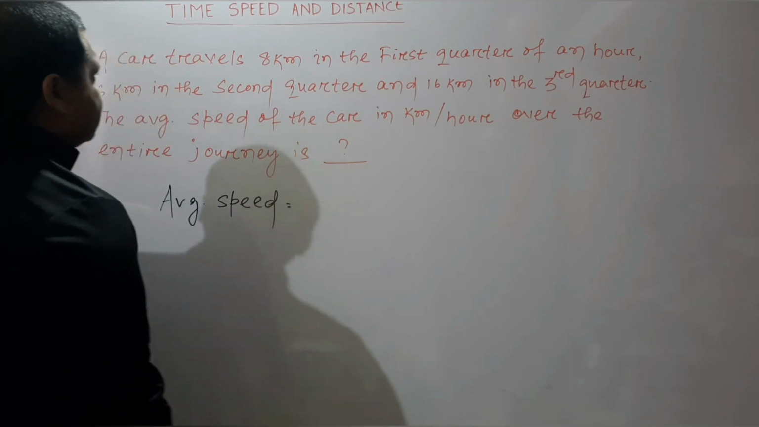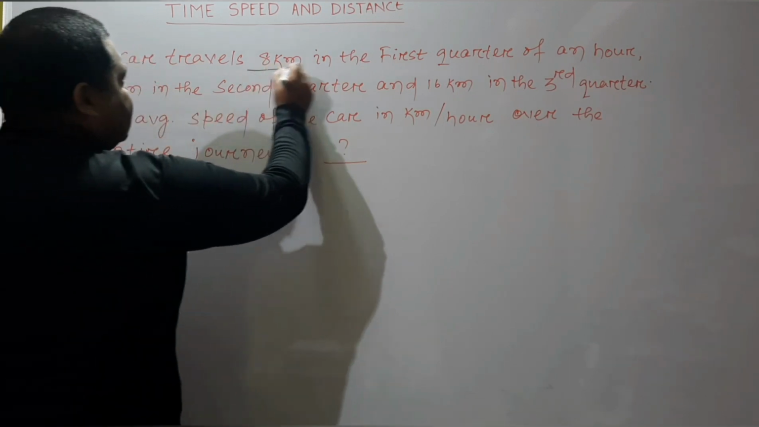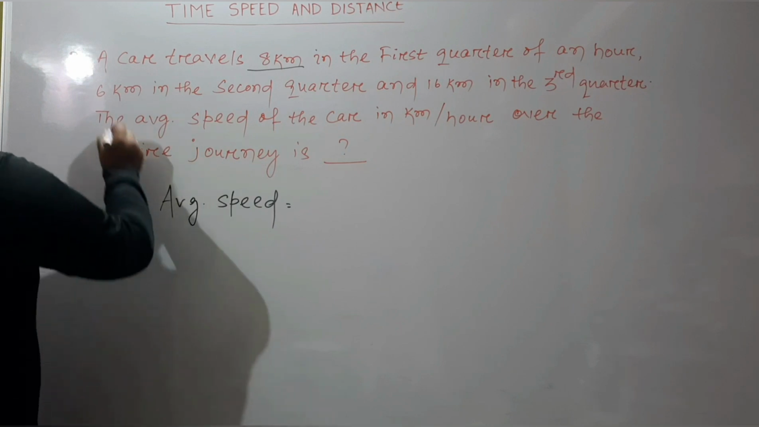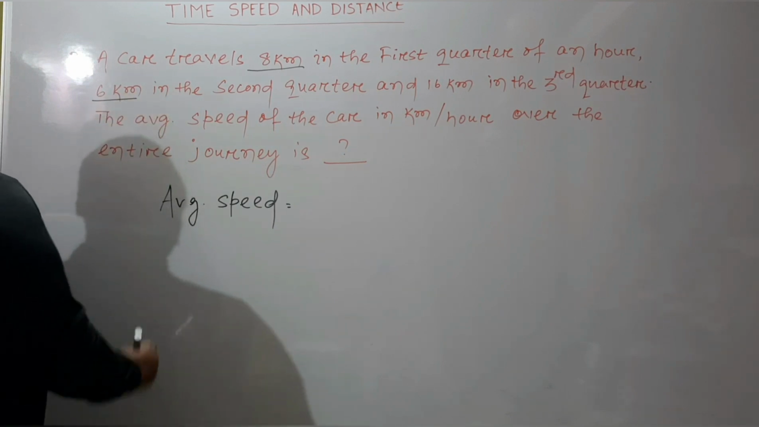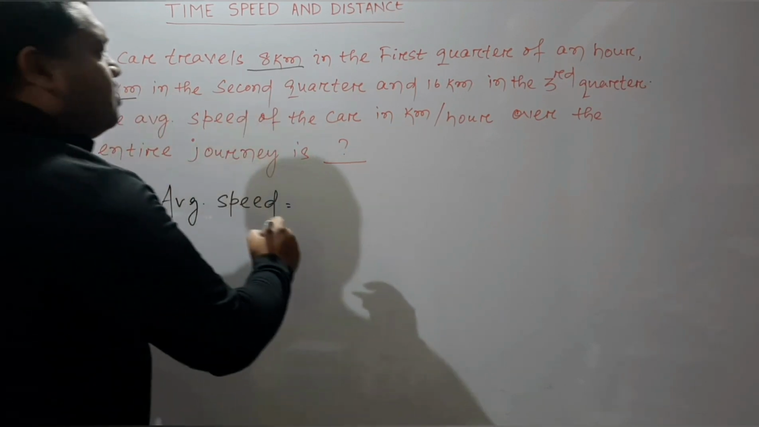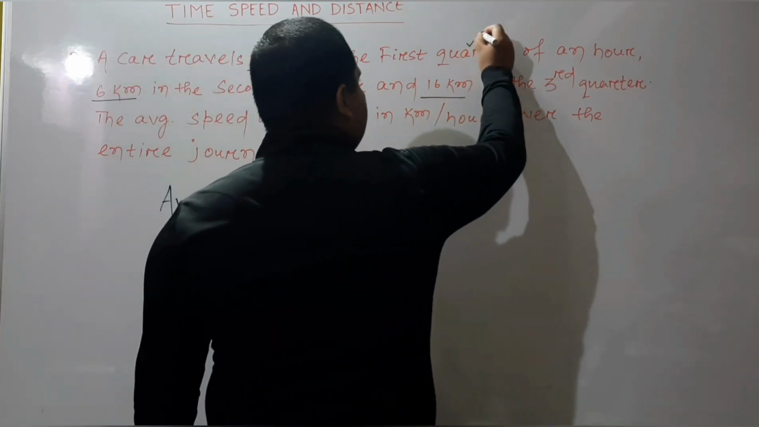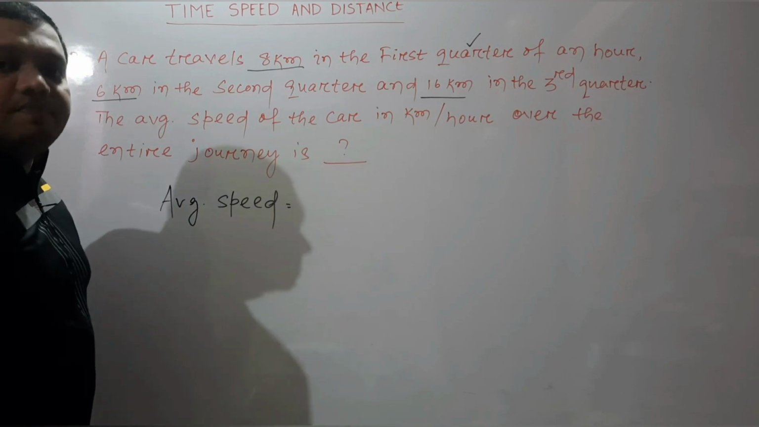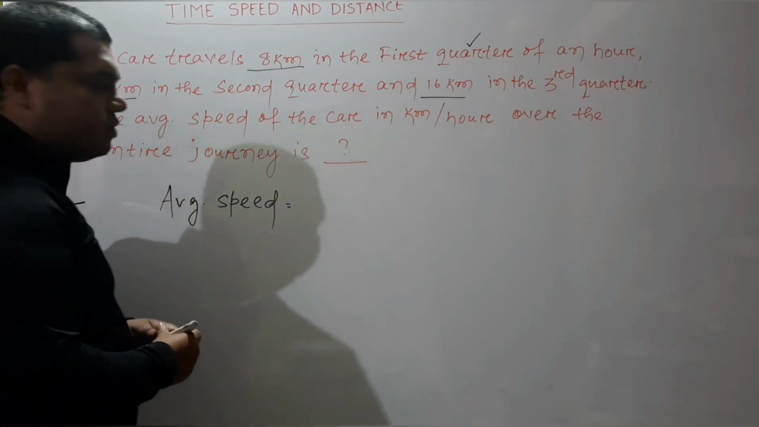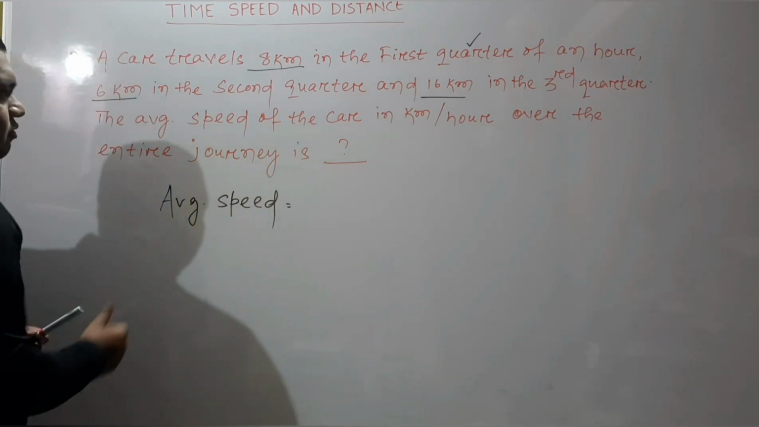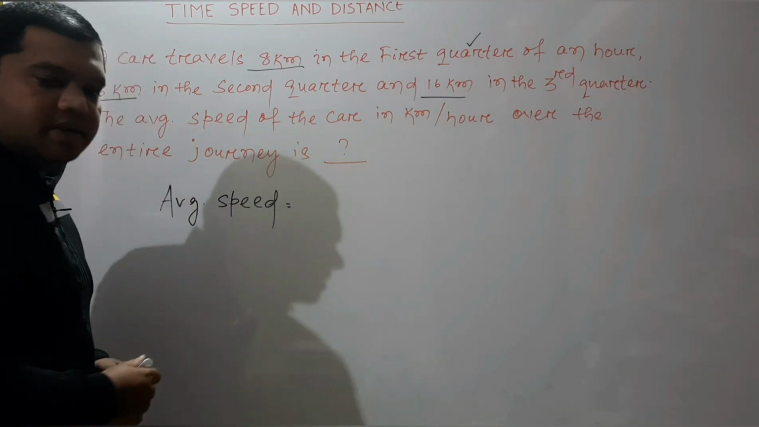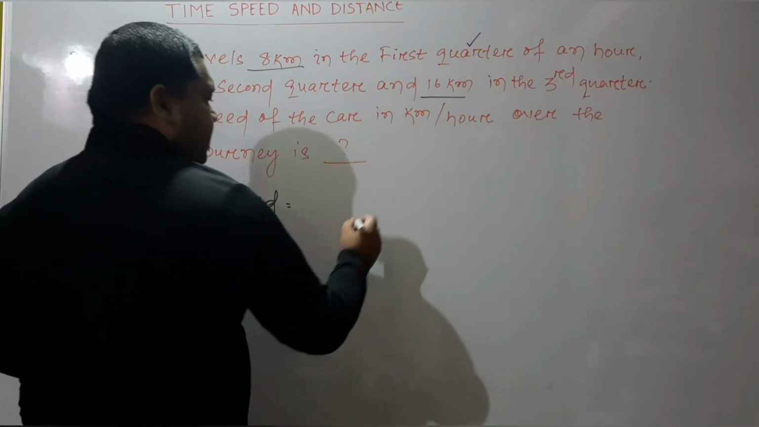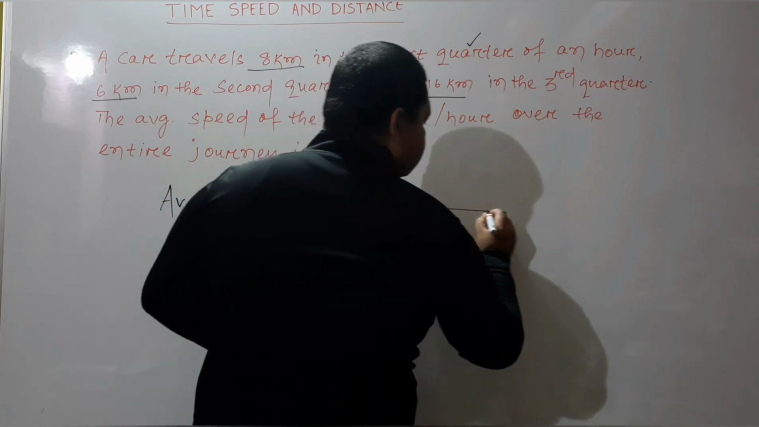So here total distance is what? A car travels 8 km in the first quarter, 6 km in the second quarter, and 16 km in the third quarter. Quarter means what? Quarter means 1/4. 1/4 of 60 minutes is 15 minutes. So 1 quarter is equal to 15 minutes. So here how to find average speed? Before that, let's draw the diagram. Suppose this is the track.